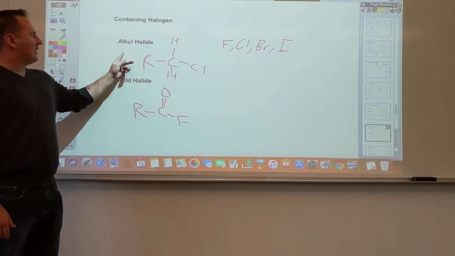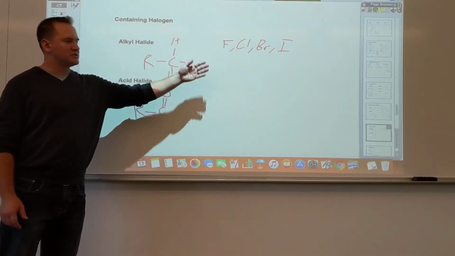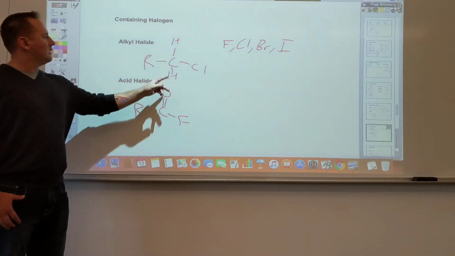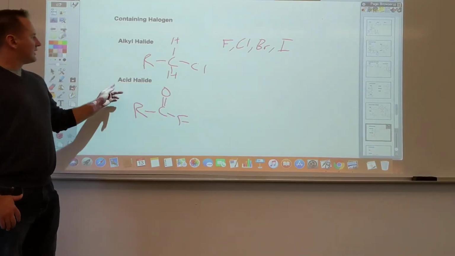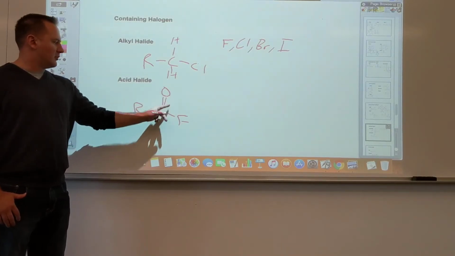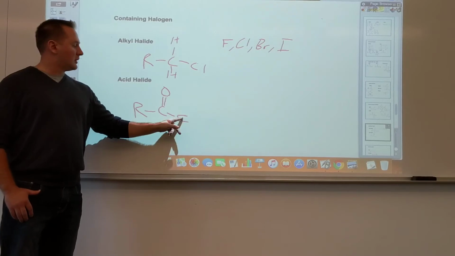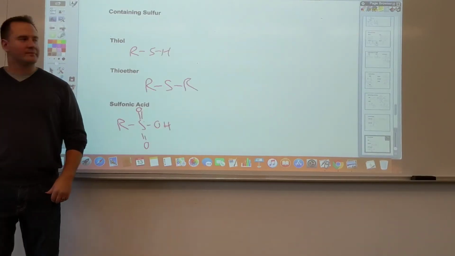Right? When you have halogens, you just call it an alkyl halide, so it's just a halogen, which is either fluorine, chlorine, bromine, or iodine, connected to a carbon, and you can have an acid halide where essentially it's connected to a carbon that has a double bond O. So it's almost like an organic acid, except instead of the hydroxyl group here, you have a fluorine.